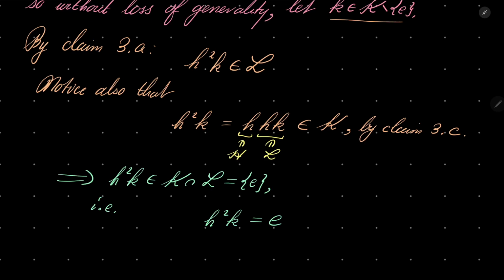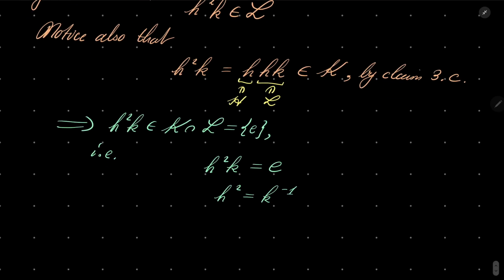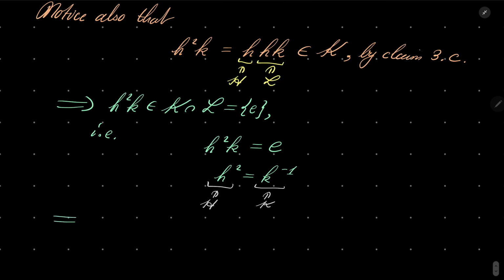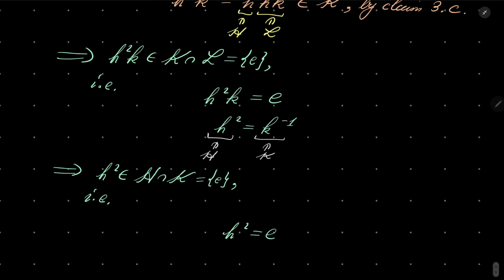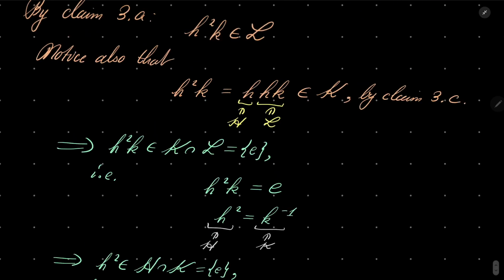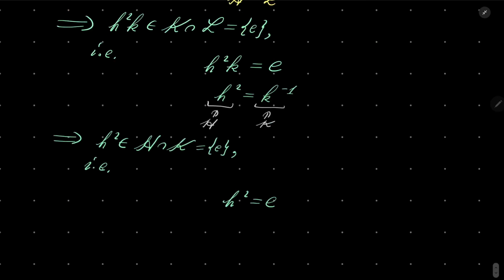And moreover, let's now take a look. Now we can take K inverse. So H squared equals K inverse, and H squared is in H. K inverse is in K, so H squared is both in H and in K. But again, their intersection is trivial, i.e. H squared equals in fact E, which was contrary to the supposition that it's not. Yes, we reach a contradiction.